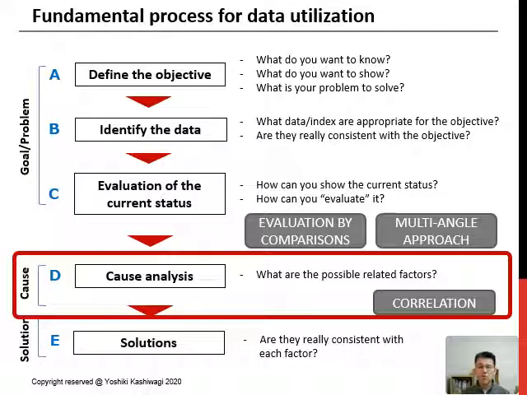We talked about the multi-angle approach. And now we shift our focus to cause identification. We have never looked at the cause of the result. We focused only on the results so far, but now we are digging deeper into the causes of the result. In order to identify the cause or causes of the result, we will use the concept of correlation.